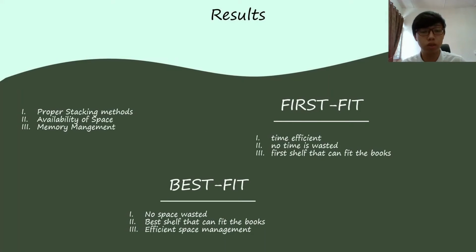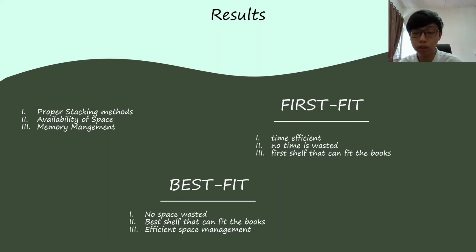Through the research that was done, we found out that proper stacking methods are required for the books in order to ensure maximum space is being utilized in the library. And the availability of space in the library will determine the type of bookshelf that will be used. Memory management algorithms such as the first fit and best fit algorithms can help with book allocation in libraries.